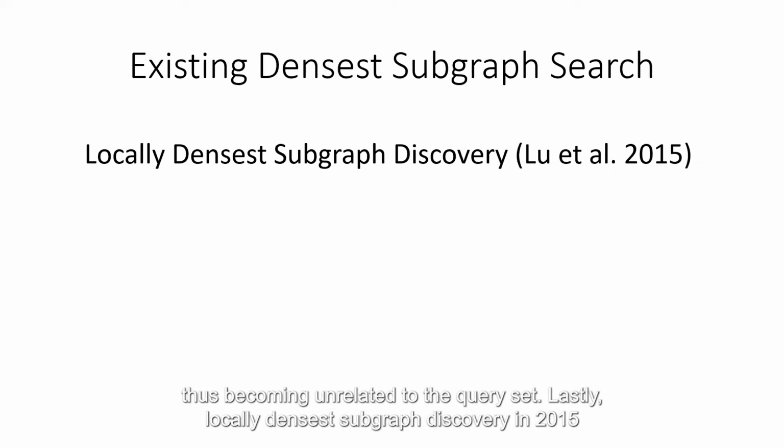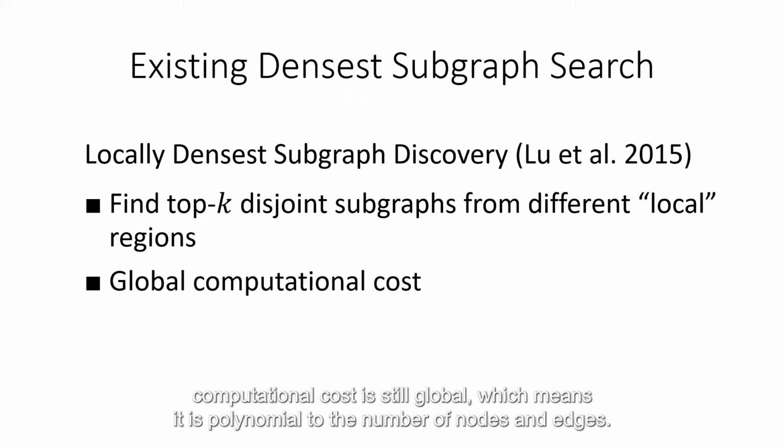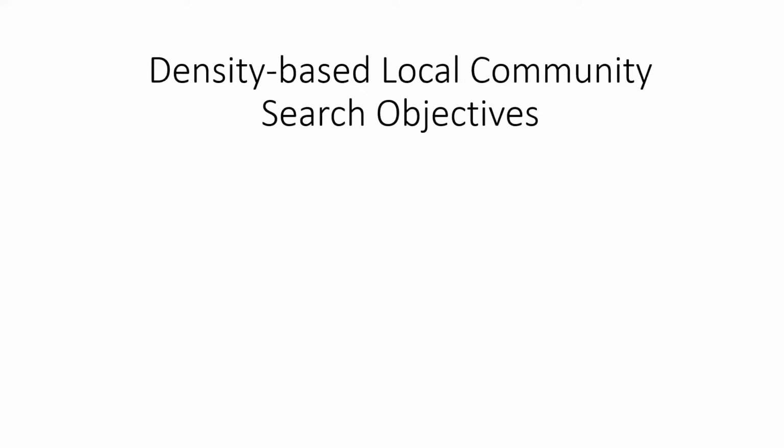Lastly, locally densest subgraph discovery in 2015 finds the top k disjoint subgraphs from different local regions of the graph. However, the computational cost is still global, which means it is polynomial to the number of nodes and edges. The result set can also degenerate into a single subgraph and become unrelated to the query set.